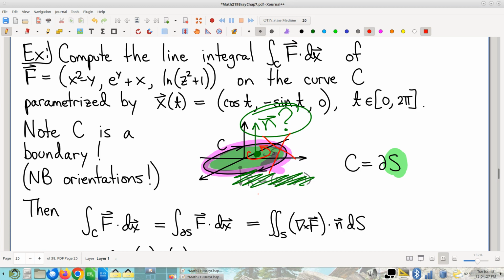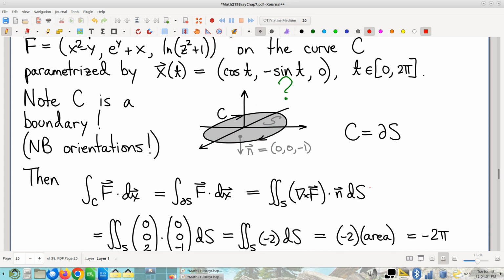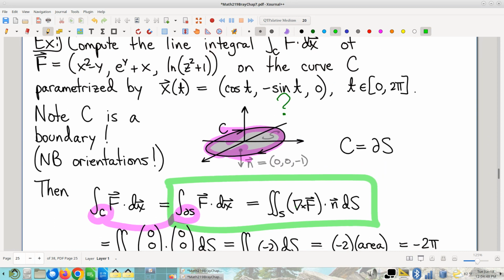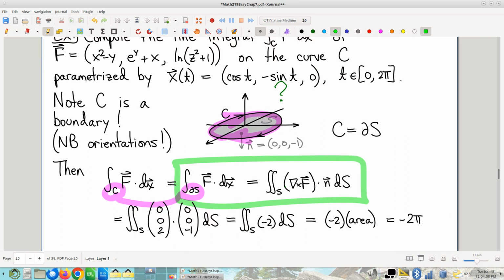Okay, so no problem. This curve being a boundary, I can apply Stokes's curl theorem. There it is. Come to think of it, I am going to need to shrink. Here we go. Stokes's curl theorem: I can compute circulation as a flux of curl. Then I have to compute the curl.